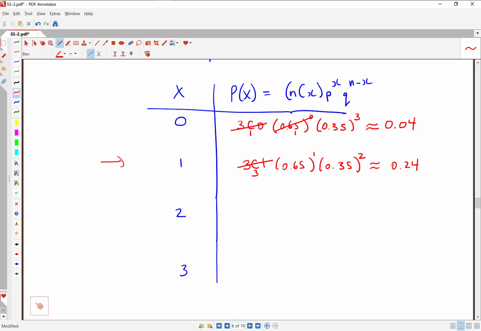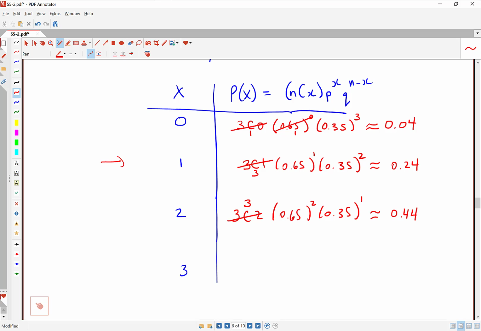Continuing here, now x is going to be 2. So we're going to have 3C2 times 0.65 squared times 0.35 to the 1. You can work out your combination in advance. That's going to be 3. And your probability comes out to 0.44.